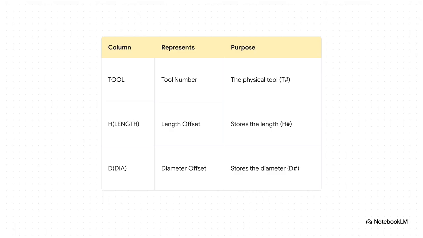Now here's the part you absolutely cannot forget. The numbers have to match. If you're using Tool 1, you must use H1 and D1. Tool 2 uses H2 and D2. Get that mixed up, and you're going to have a really bad day.